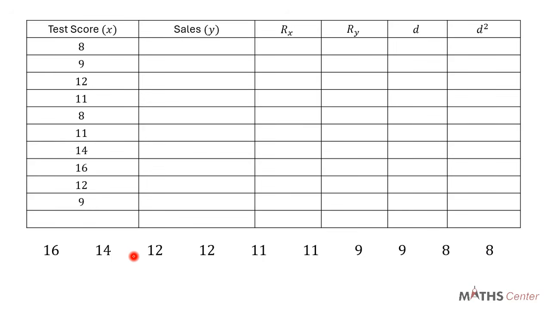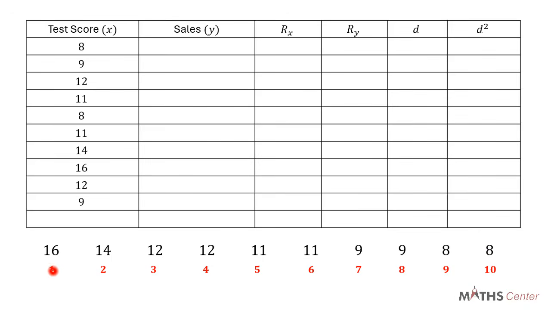Now, after we have listed the scores from highest to lowest like this, we will assign the ranks to them. Obviously 16 is the highest, so that will be in first place. 14 is the next highest number, so that will be in second place. In third place will be 12. In fourth place will also be 12. Fifth place will be 11. Sixth place will also be 11. Seventh place is 9. Eighth place is also 9. Ninth place is 8. And the last place, or the 10th place, is also 8.